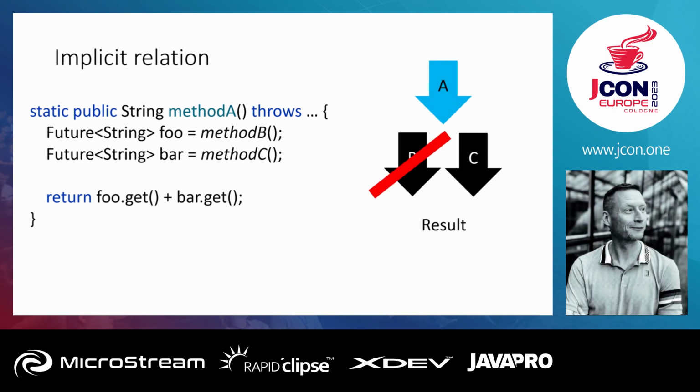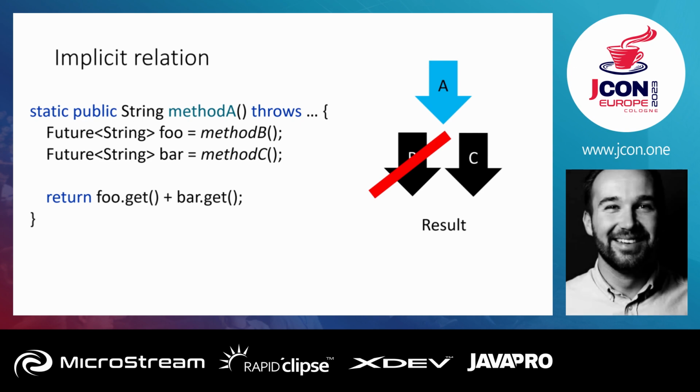But then something happens and method B throws an exception. So the thread running inside B will stop working for some reason, it will just throw an exception. But then my thread running in method C will continue running. Which isn't really that ideal, because when I get to the foo.get, I find out that my method B isn't running anymore, it threw an exception. So now I have to go after method C and try to stop that thread somehow, which is just really annoying.